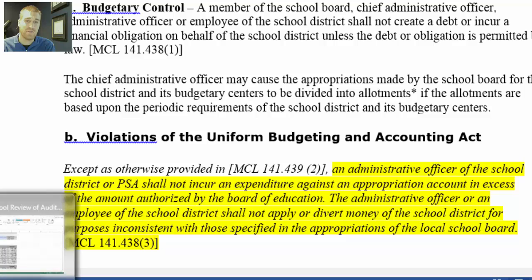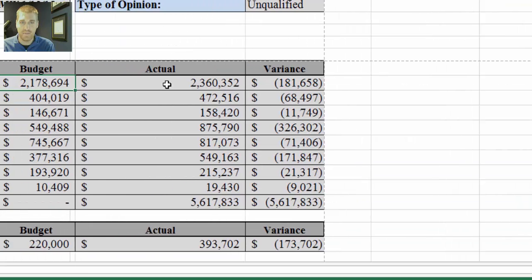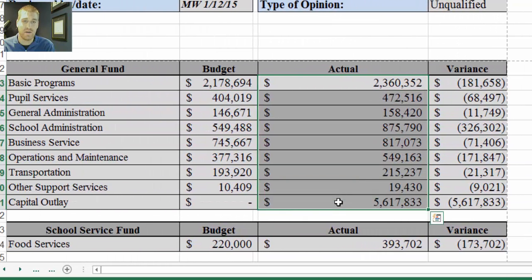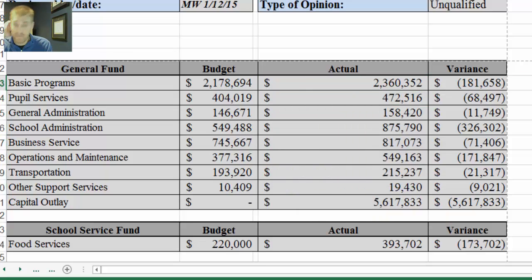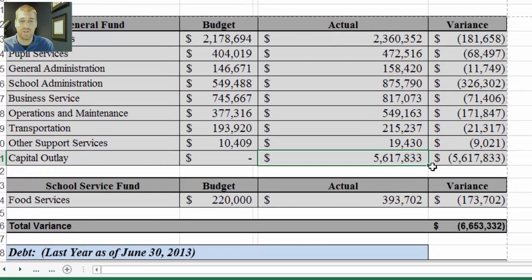So we'll go back to our sheet. All these amounts should have been budgeted before they were expended, and they're technically in violation of the Uniform Budgeting Act. As I just read directly from the accounting manual, especially this capital outlay that was not even budgeted at all. So that's a pretty large capital outlay for something that's not budgeted. So here's all the details, and then here's the total.